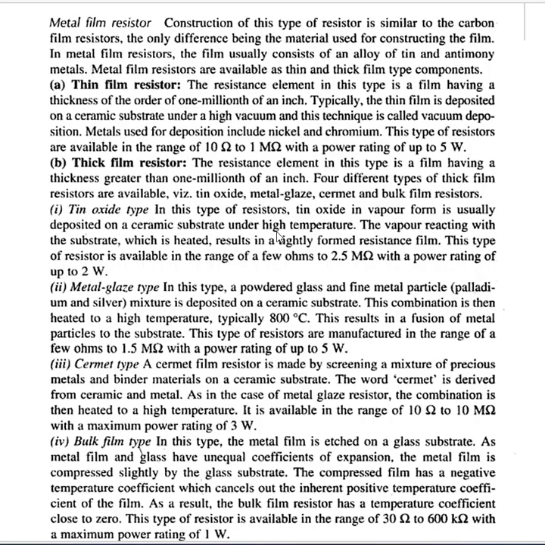Tin oxide type. In this type of resistor, tin oxide in vapor form is usually deposited on the ceramic substrate under high temperature. The vapor reacting with the substrate, which is heated, results in a tightly formed resistance film. This type of resistor is available in the range of a few ohms to 2.5 megaohms with a power rating of up to 2 watt.